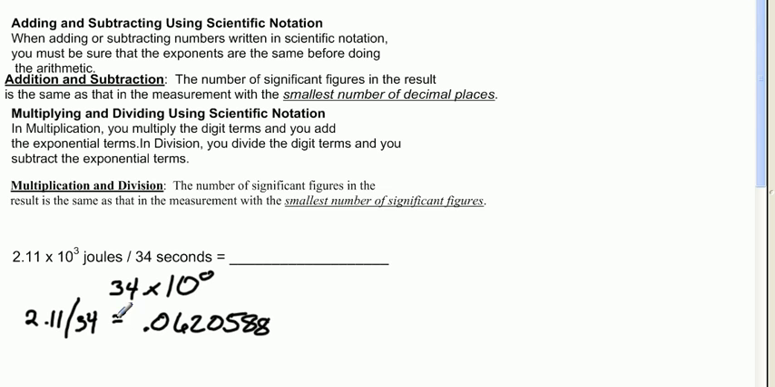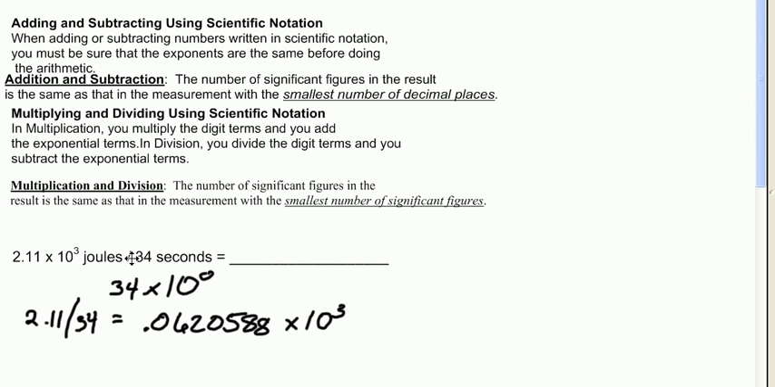0.0620588. Now we go back to our rule, and it says you subtract the exponent terms. So 3 minus 0 means the answer should be times 10 to the third. Now when we apply our significant figures rules, we look here at multiplication and division, and we find that their answer must have an equal number of significant figures as the measurement with the fewest number of significant figures.